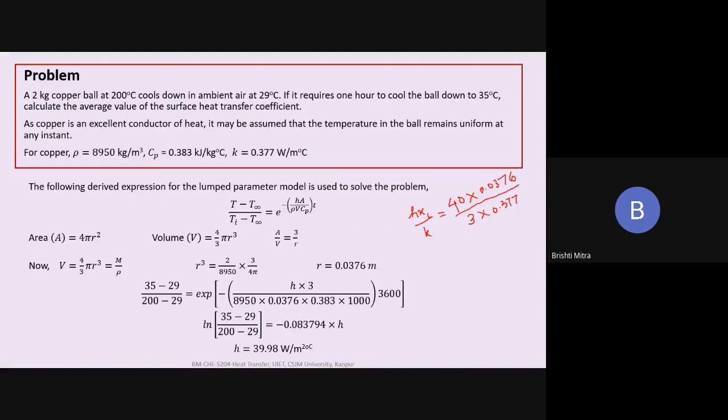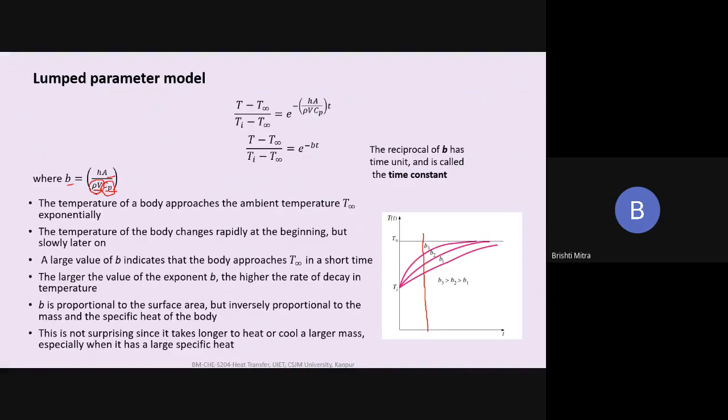What was important was the time. And we had seen that the relationship that we had developed was this: (T - T∞)/(Ti - T∞) = e^(-hA/(ρVCp) · t). So there was a relationship between time and temperature. Position was not important here.